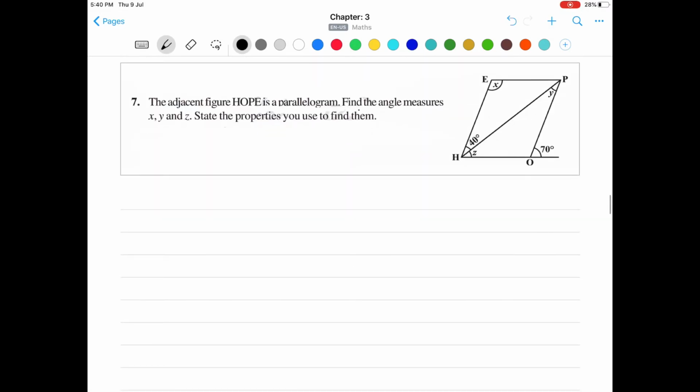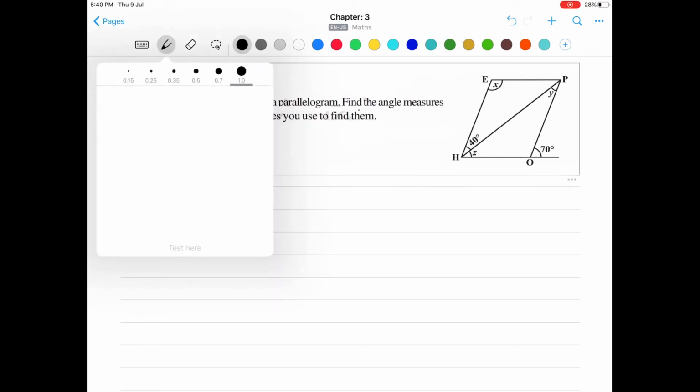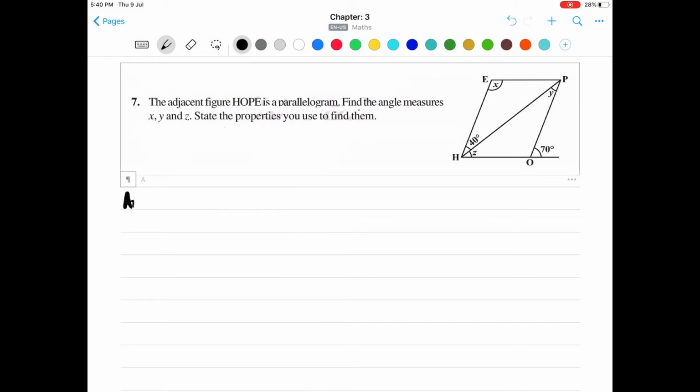Now moving to the next question, question number 7, which says the adjacent figure HOPE is a parallelogram. Find the angle measures x, y, z. State the property you use to find them. So we are given this figure in which we have to find the value of x, y, and z. So let's start with its answer. Answer number 7.